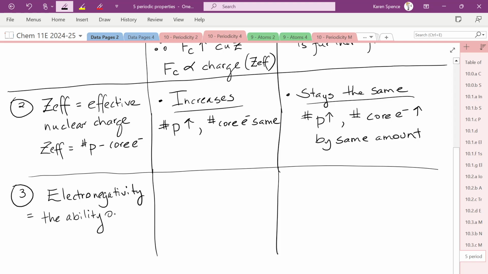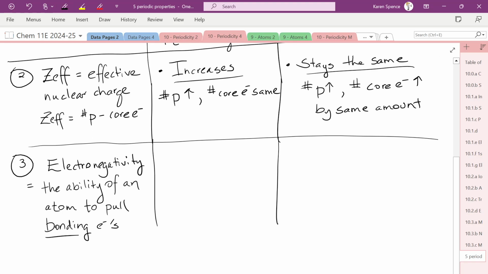The ability of an atom to do what? To pull bonding electrons towards itself.